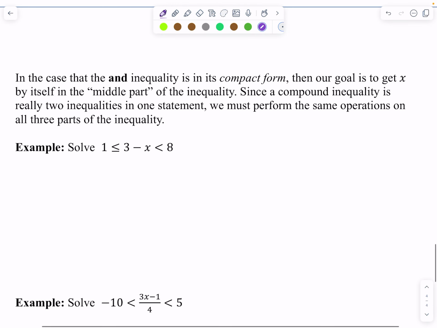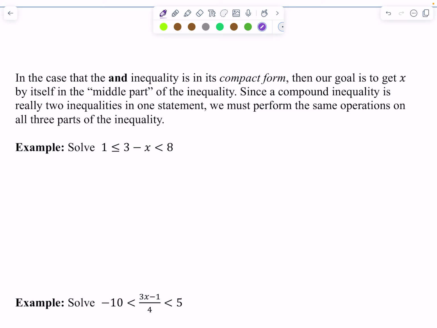So in the case that you are trying to come up with a solution set to an inequality in its compact form, where x has to be uncovered, the goal is to get x isolated in the middle part of the inequality. You have to remember that that statement represents two inequalities that are connected with the word and.